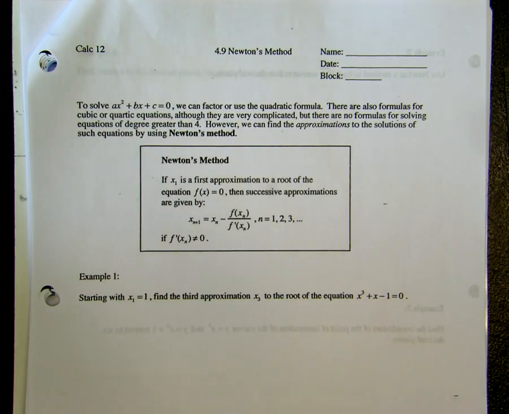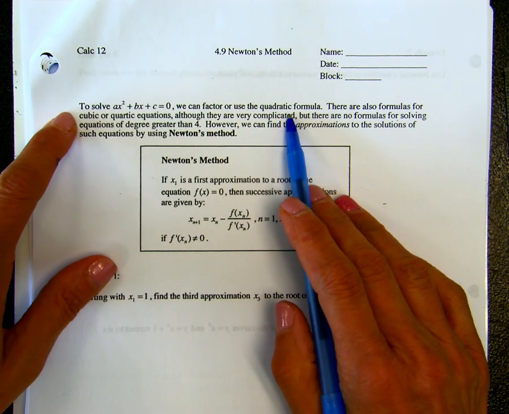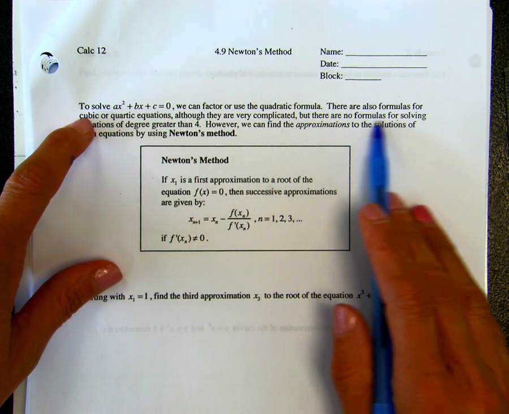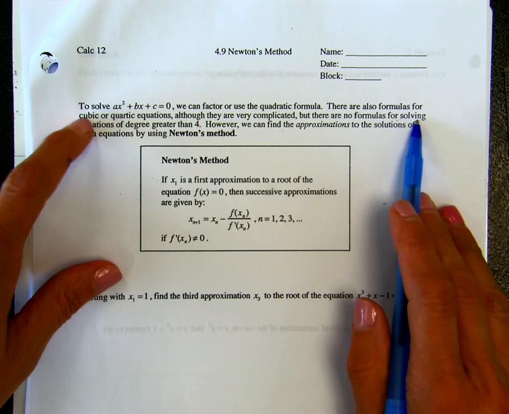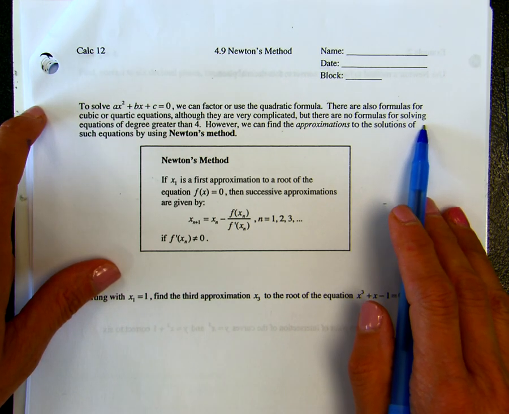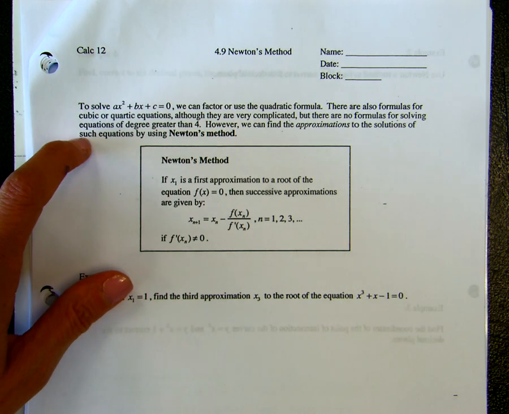Newton's method is a way for finding the roots of an equation. Of course, if we have a quadratic equation, we simply factor it and find the roots. And if it's a cubic or a quartic, there are complicated formulas that we can use for solving them. However, once we get higher than degrees 5 or 6, let's say, we don't have a way to solve those.